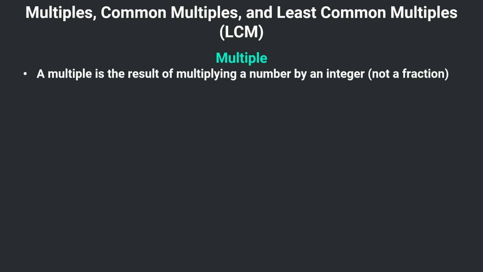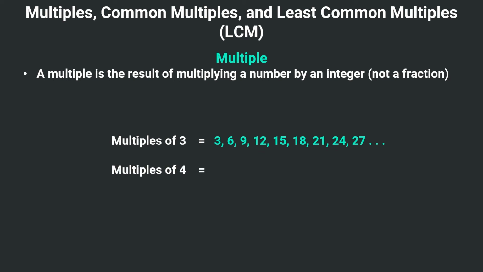According to its definition, a multiple is the result of multiplying a number by an integer, not a fraction. That means if a number is multiplied by a complete number, then it is called its multiple. For example, the multiples of 3 are 3, 6, 9, 12, 15, 18, 21, and so on. That means you can multiply any complete number with 3, then you will get a multiple of 3.